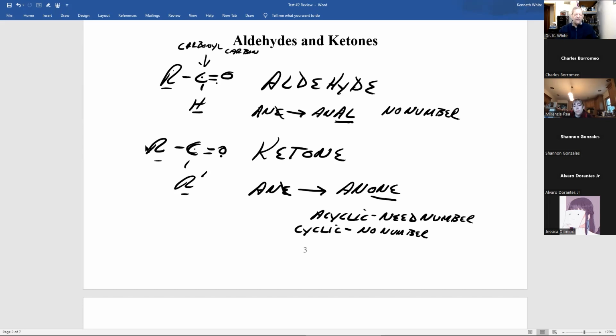Now, for a ketone, you find the longest chain with the carbonyl carbon, carbon double bond to oxygen, name it as an alkane or cycloalkane. Drop the E, add ONE. If it's acyclic, not in a ring, you need a number, and that has priority, always gets the lowest number, because carbonyl carbons rock, and they do. And if it's cyclic, no number, because the carbonyl carbon always is number 1, always.